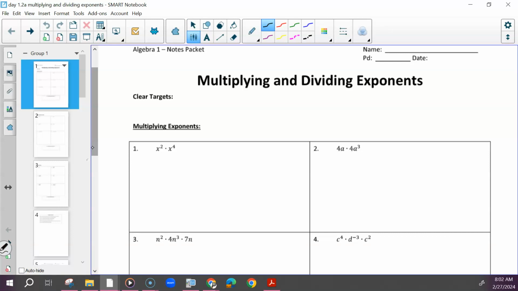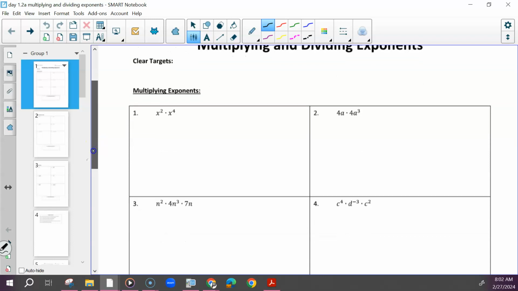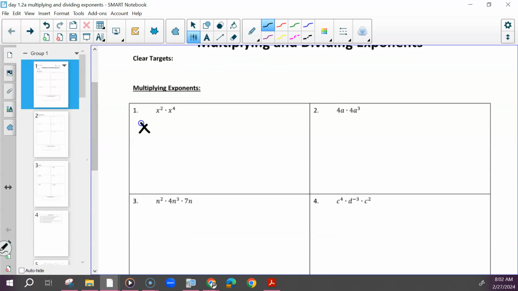Okay, so for number 1, if I had x squared times x to the 4th, and I expanded that, x squared would be x times x, times x to the 4th would be x times x times x times x. What would that be total? That would be x to the 6th.